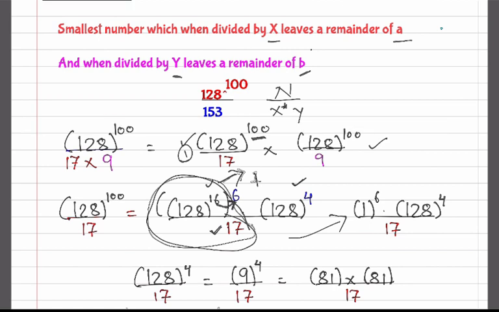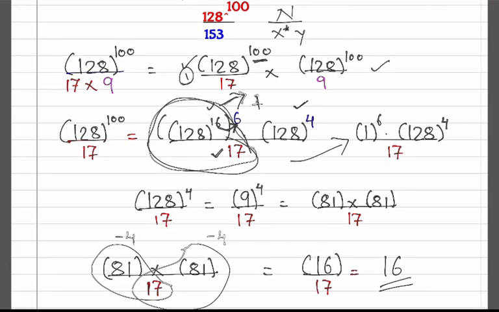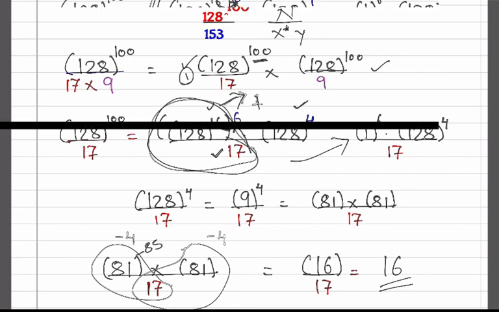Now again I write 9 raised to 4 as 81 into 81 divided by 17. Now what do I do? I apply the concept of negative remainder. 81 divided by 17. 17 5s are 85. As I told you, what is negative remainder? Take the multiple of 17, go beyond 81. 17 5s are 85. I subtract 85 from this. What do I get? Negative remainder as minus 4.